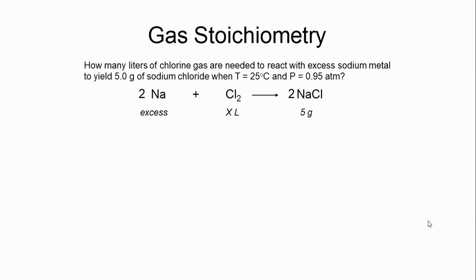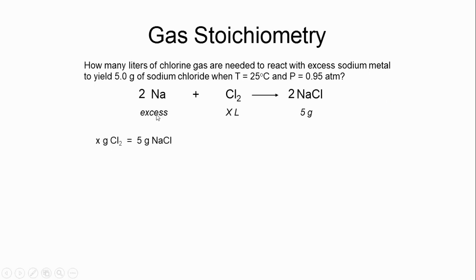How many liters of chlorine gas are needed to react with excess sodium metal to yield 5 grams of sodium chloride under the following conditions? And you can read them on the screen. So I started by writing a balanced chemical equation. 2Na plus Cl2 goes to 2NaCl. I'm trying to find out what volume of chlorine gas I need to produce 5 grams of salt under these conditions. Temperature 25 Celsius, pressure 0.95 atmosphere. Clearly not at STP, so I'm not probably going to use 22.4 liters.